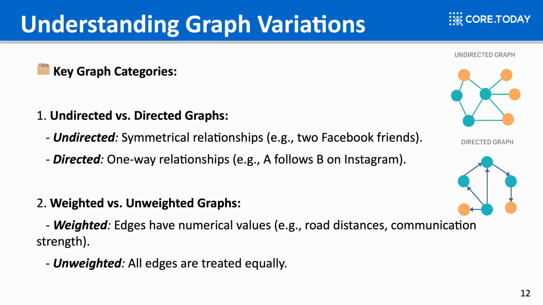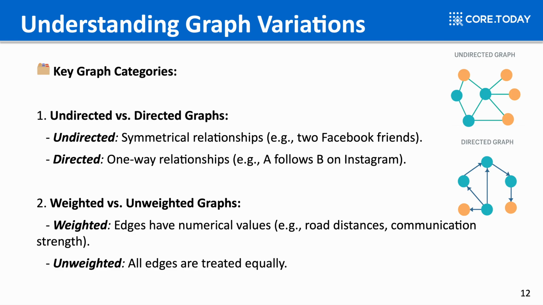Choosing the right graph type is like choosing the right lens for a camera. You need the right perspective for the problem at hand. For example, if you're analyzing subway routes, you'd likely use a weighted graph where edge weights represent time or distance. On the other hand, if you're exploring friendships, an unweighted, undirected graph makes more sense. It's all about tailoring the graph to fit the real world relationships you're modeling.